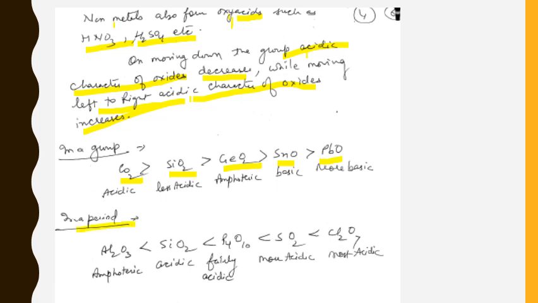And if we talk about a period, here aluminium oxide is amphoteric, but silicon oxide is acidic, though less acidic than CO2. Then if we talk about phosphorus oxide, it is fairly acidic. Sulfur oxide is more acidic, SO2, which forms sulfuric acid. And then we have the chlorine oxide here, most acidic. So in the period, the acidic character goes on increasing, and down the group it decreases.